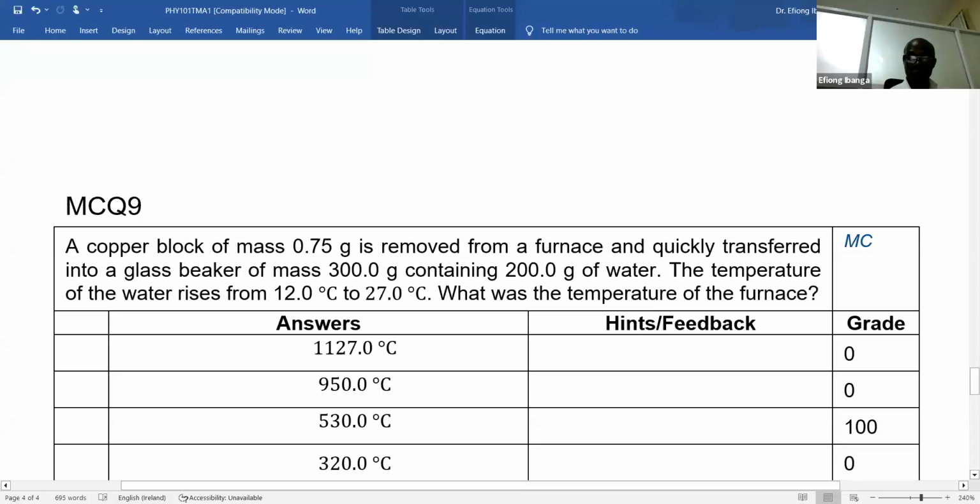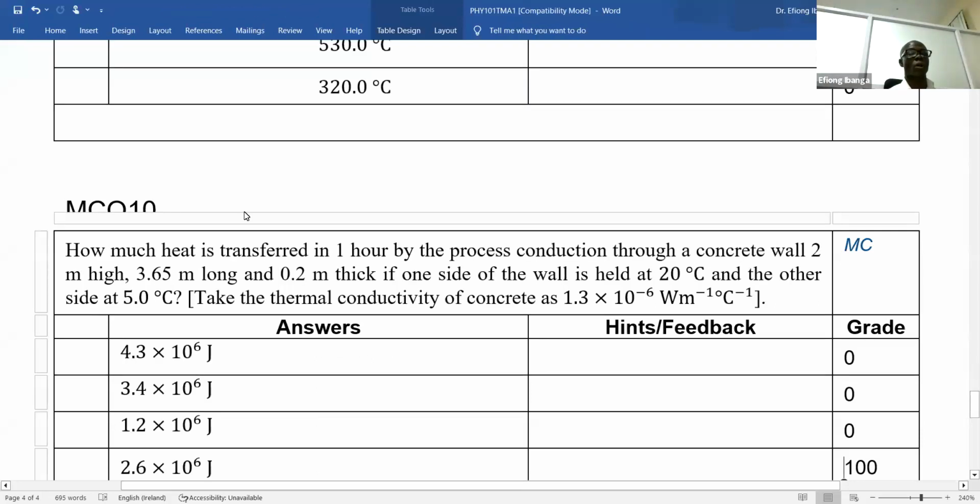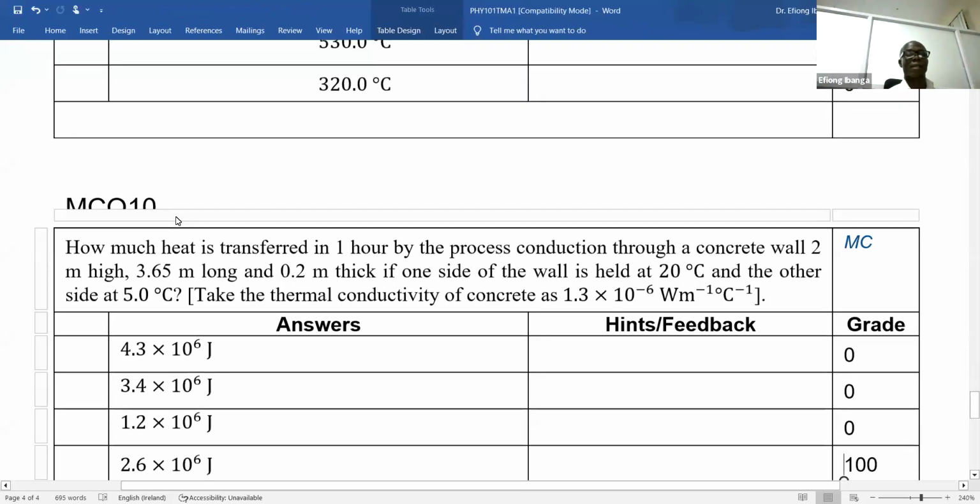Let me just show you the remaining part of the questions without solving them, since we don't have any more time. I have other things to attend to. So when next do you want us to meet, outside the normal class? This one says how much heat is transferred in 1 hour by the process of conduction through a concrete wall whose thickness is given like that.